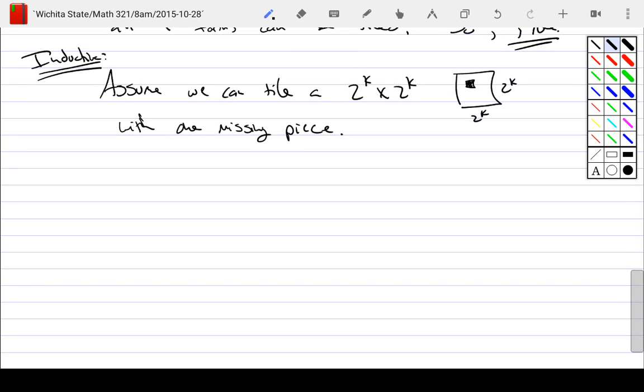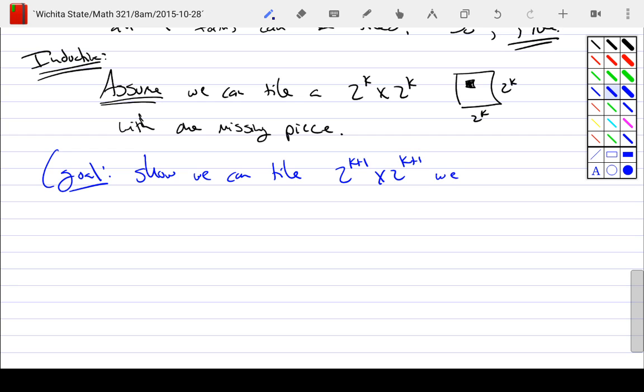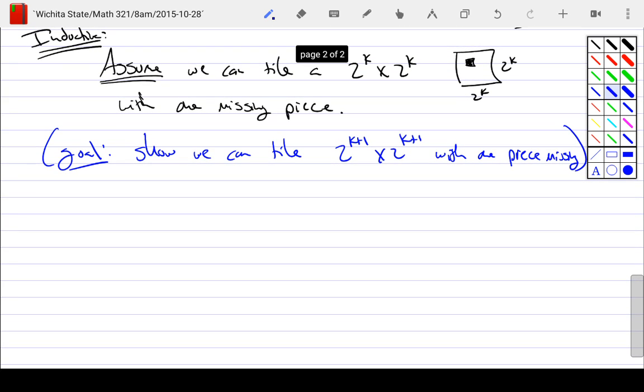What's my goal? Right. Which means show that we can tile a 2 to the k plus 1 by 2 to the k plus 1 with one missing piece. Right, that's what my goal is. I know that I have the inductive hypothesis here. There's my inductive hypothesis. I know that's true.